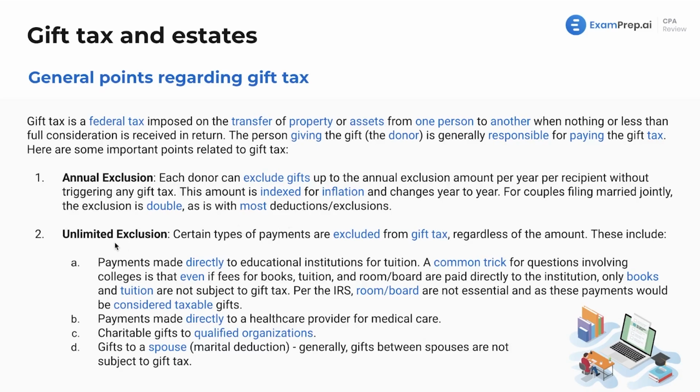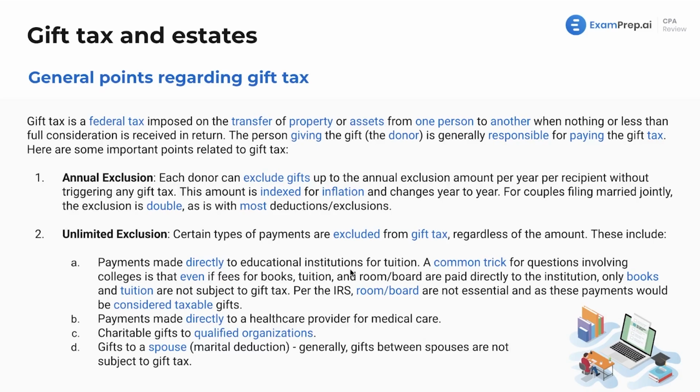Now, here are gifts that have an unlimited exclusion, meaning that these certain types of payments are going to be excluded from gift tax regardless of the amount. These are going to include a couple of points, and these are common multiple choice questions, so make sure you know them. Payments made directly to educational institutions for tuition. It's a common trick, but there are a lot of tricks dealing with this in questions on the exam.